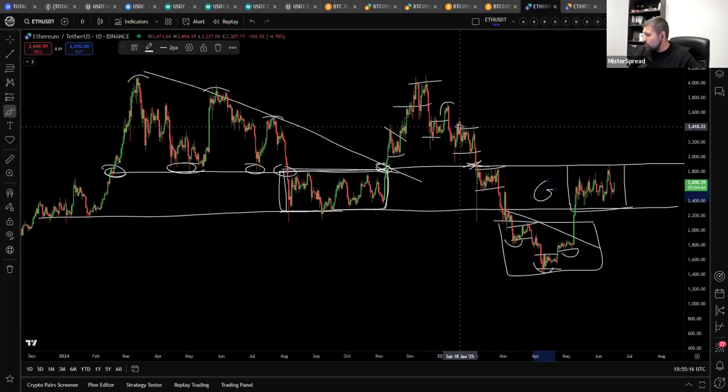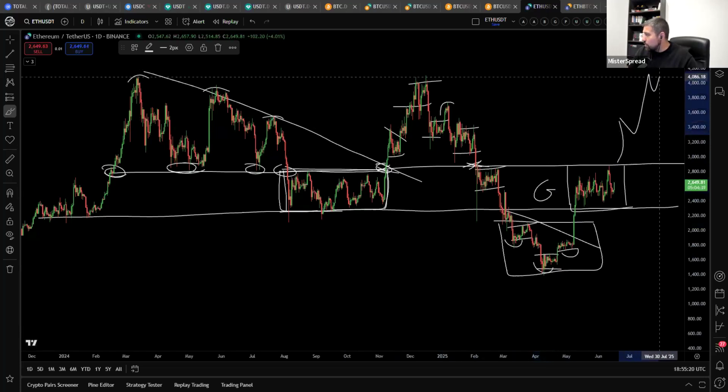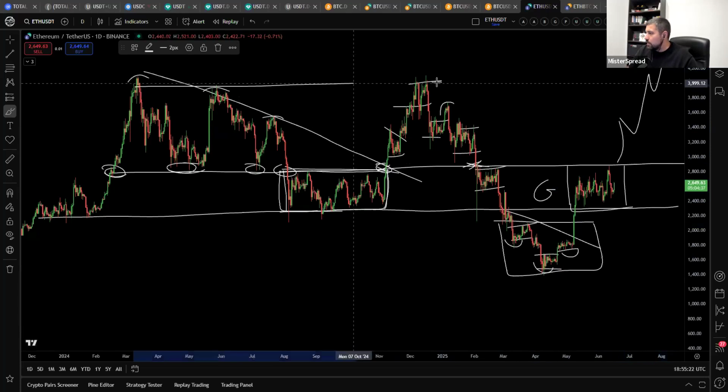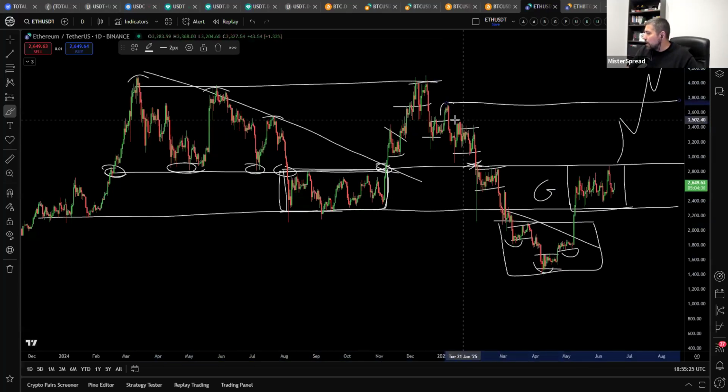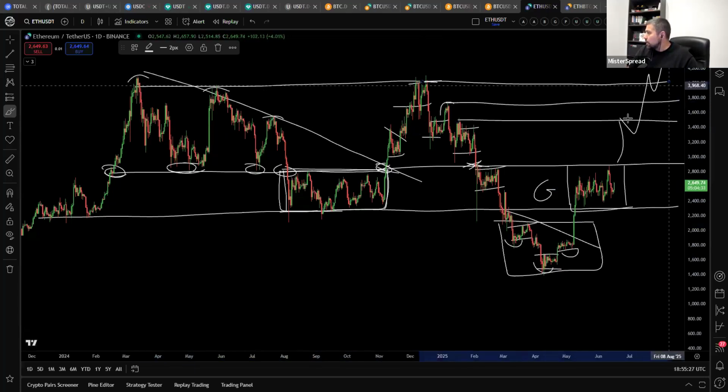towards 3,400, 3,500, like something like this, a pullback, and we're just gonna start rallying towards these highs from here and filling out these levels. 3,500, 3,750, and 4,000, and after that all-time high.